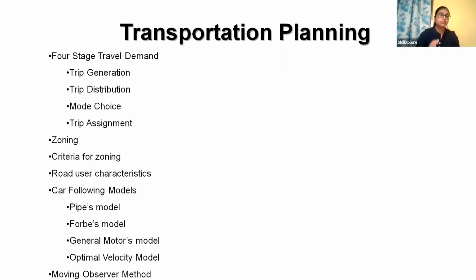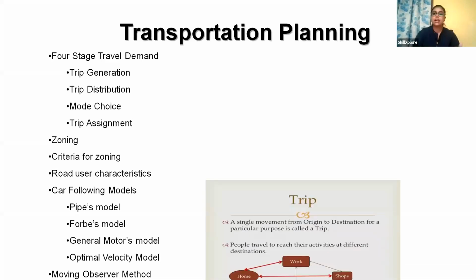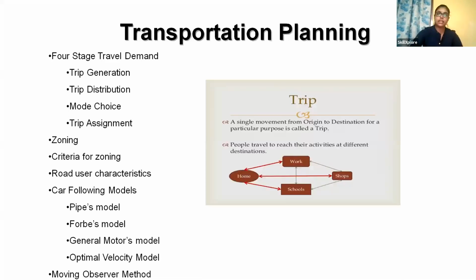Then next is zoning. Zoning means how areas can be divided into different zones, like zones for residential areas, zones for industrial areas, zones for other business areas. Zones have to be divided for each area. So we'll consider what criteria we have to consider while zoning.